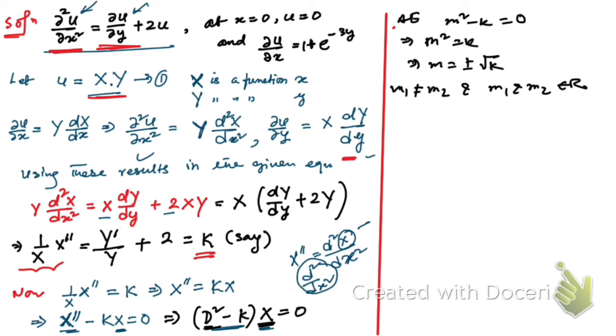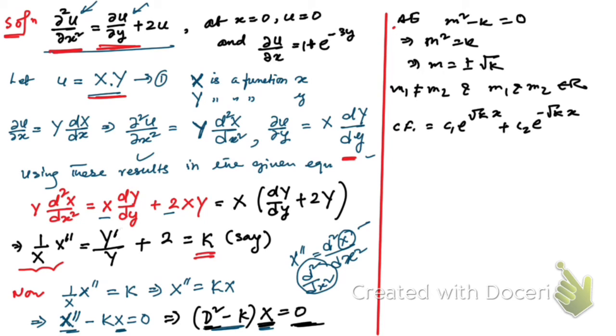So according to those rules that we have studied in differential equations, if you have a clear concept of differential equations, you must know this. When roots are real and unequal, then the complementary function CF is given by C1 e to the power m1x, that is root kx here, plus C2 e to the power m2x, that means here minus root kx. That's what we used to get.